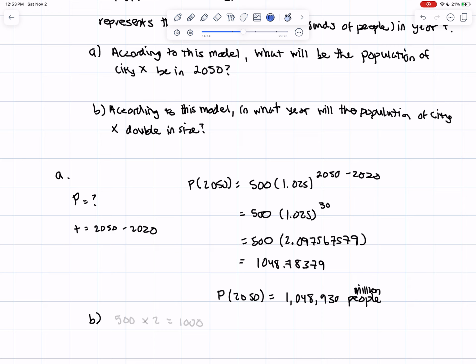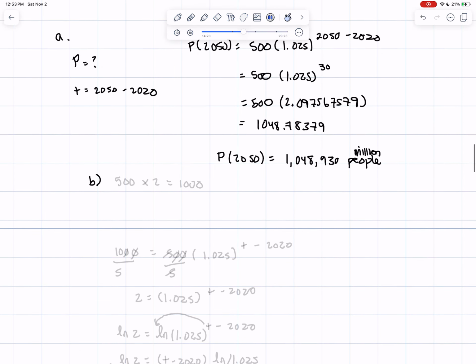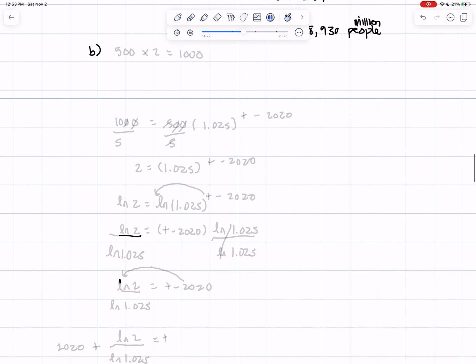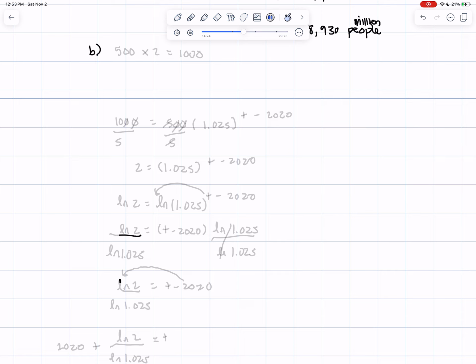So that means if we double, that means it's going to be times 2. So if I do 500 times 2, that means we get 1,000. So it's going to be 500 times 2 gives me 1,000 since we're doubling in size. So now we just calculate using that number, using the same years they gave us.